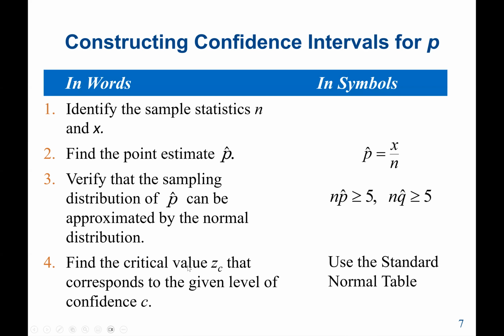The next step, we need to find the critical value for the E, the Z. After we get the Zc, which is the critical value, then we find the E. Because again, the E will give us Zc times the square root of p hat times q hat over, again, n. So in order to find the critical value, we have to use the standard normal table, because here we are using the Z value.